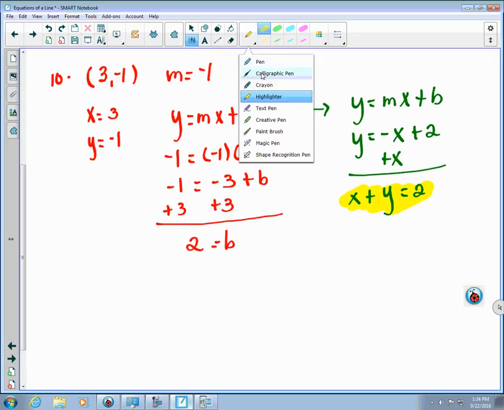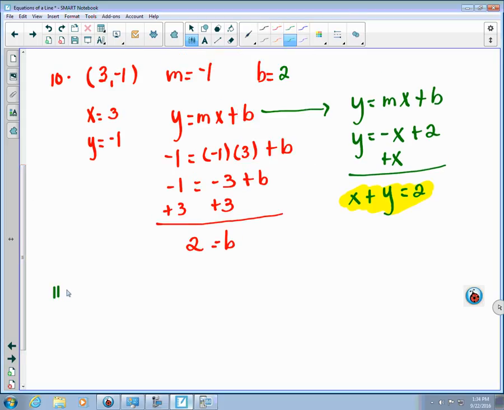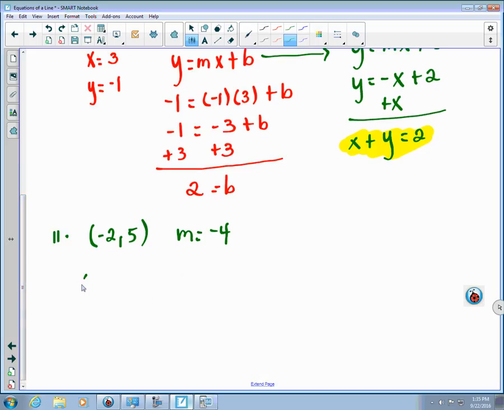Let's do 11. Negative what? All right. And then what's the slope? All right. So what do I have? X equals -2. Y equals 5. And I got my m.